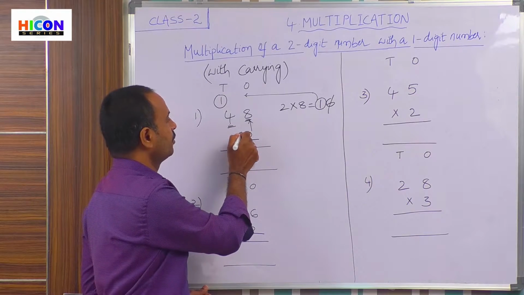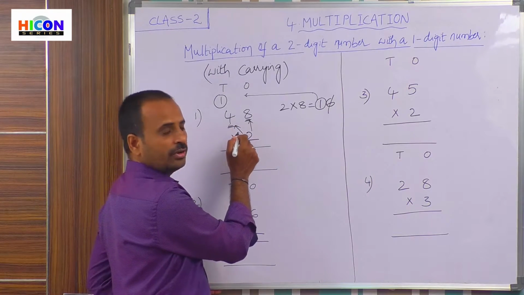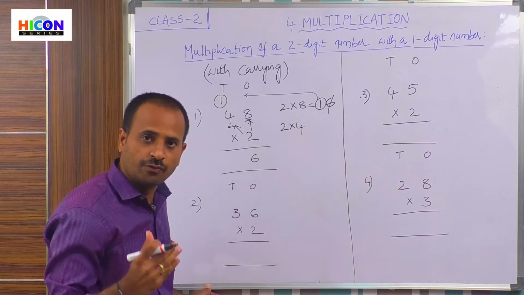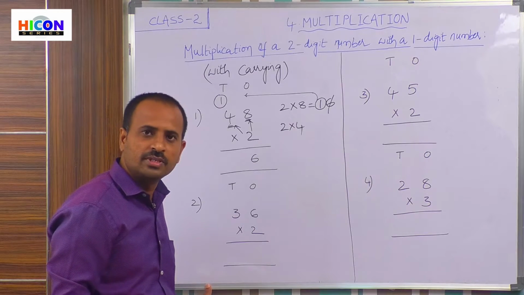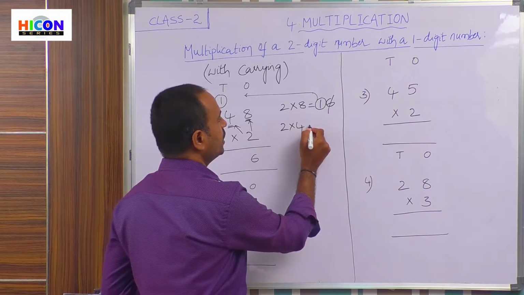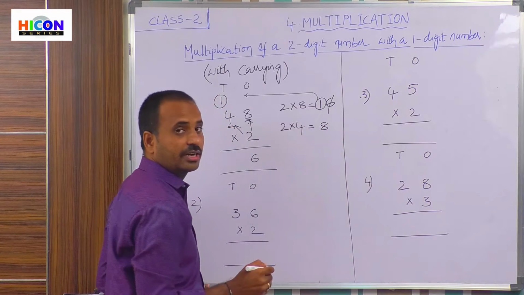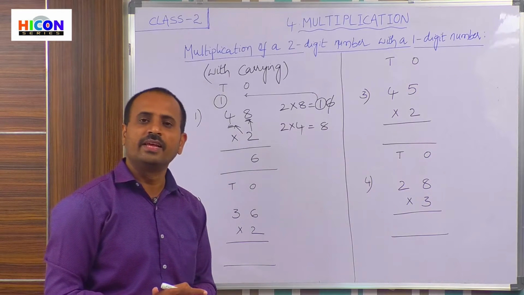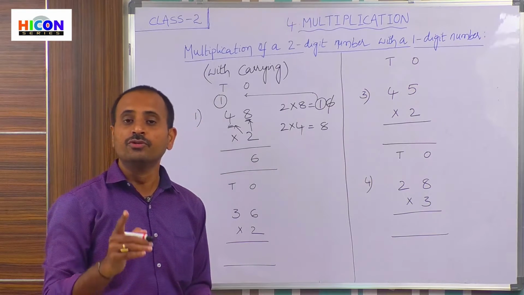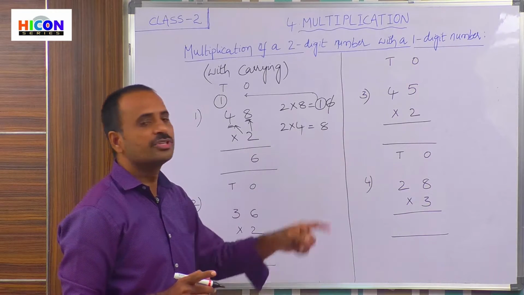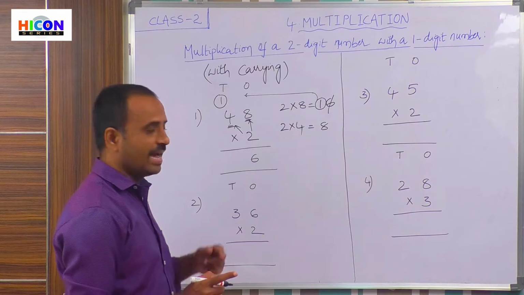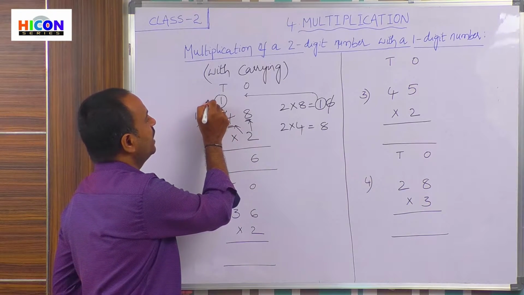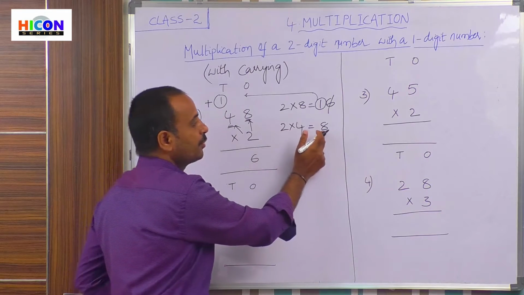So multiply 4 with 2, that is 2 into 4. Children, that is 2 4s. How much are 2 4s? 2 4s are 8. And children, remember, you have to add the carried number in that place. If there is any carried number in that place, you should add that carried number to this product. So what is the carried number in the tens place? Here 1 is the carried number and we should add this carried number 1 to the product.